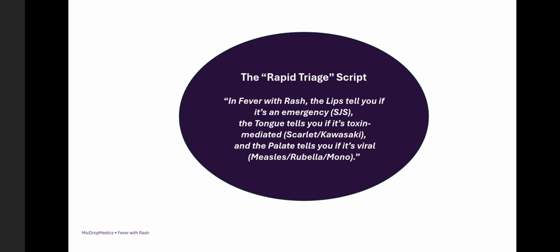So the rule is in fever with rash, the lips tell you if it's an emergency like Stevens-Johnson syndrome, which we are going to discuss. The tongue tells you if it's toxin mediated like scarlet fever or Kawasaki, and the palate tells you if it's viral like measles, rubella, and mononucleosis.